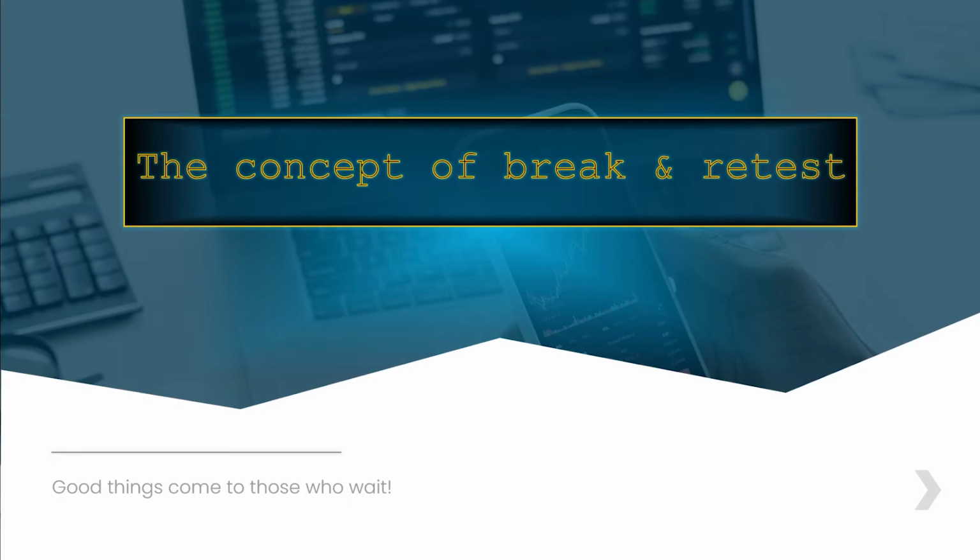Let's explain the concept of break and retest. In a perfect world, support and resistance levels would hold forever. The fact of the matter is that these levels often break. So it's not enough to just play the bounces. You should also know what to do whenever support and resistance levels break.